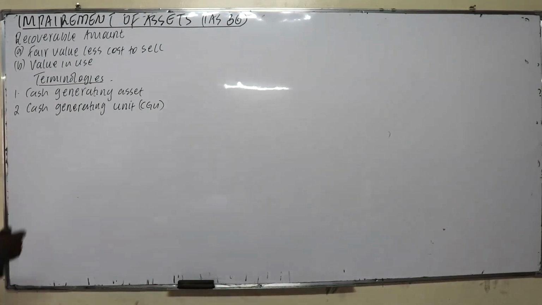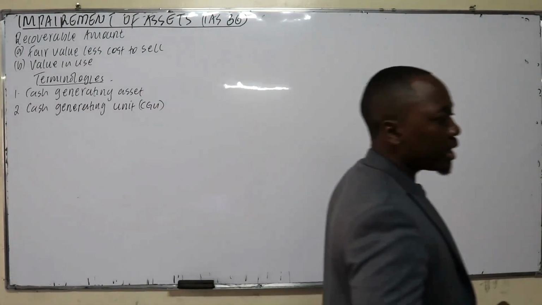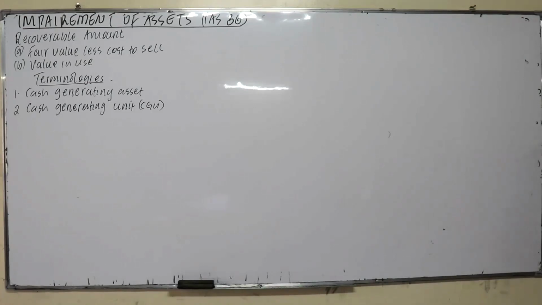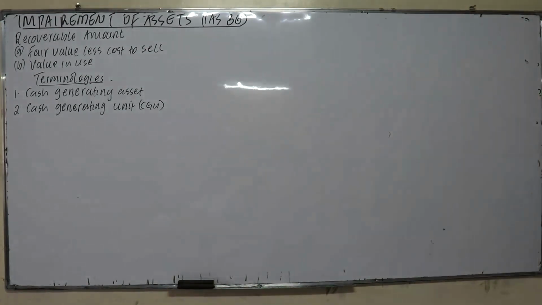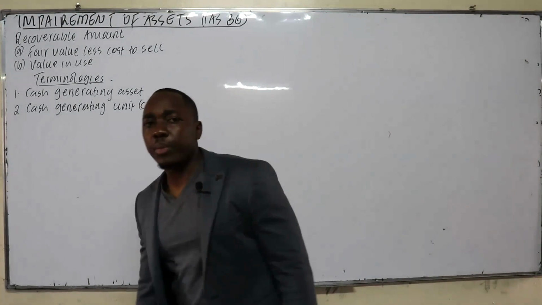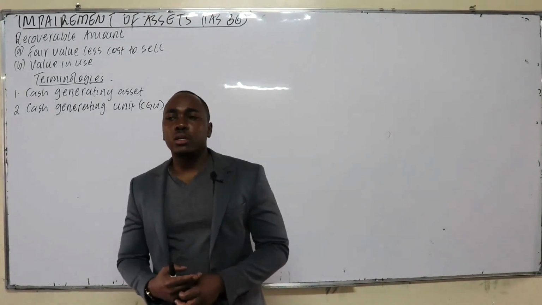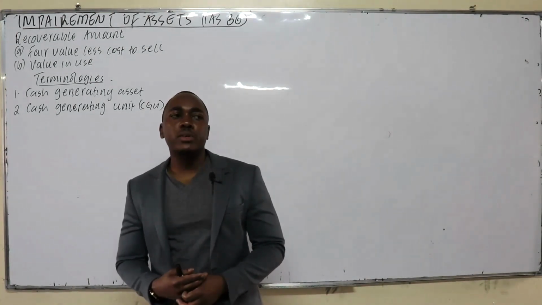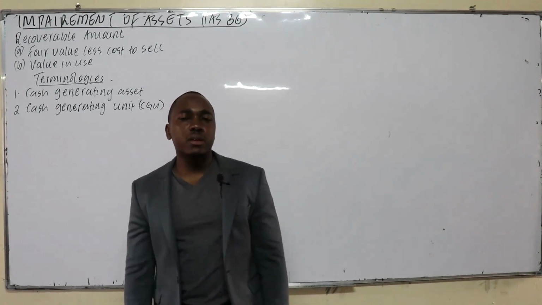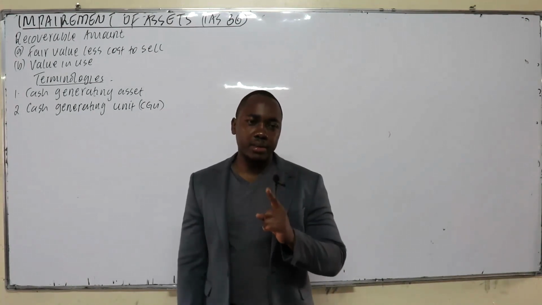Good. Then still under CGU, in case of an impairment loss of a CGU, allocation of the impairment loss shall be as follows.